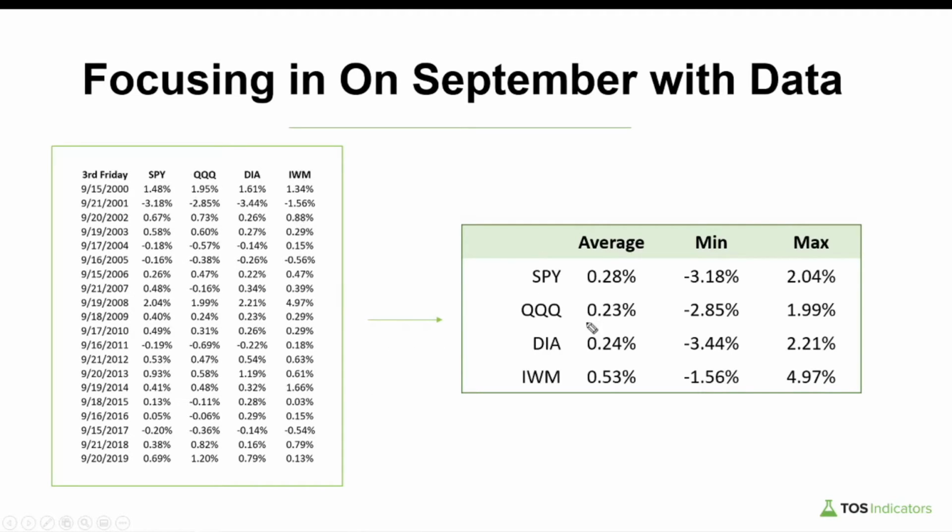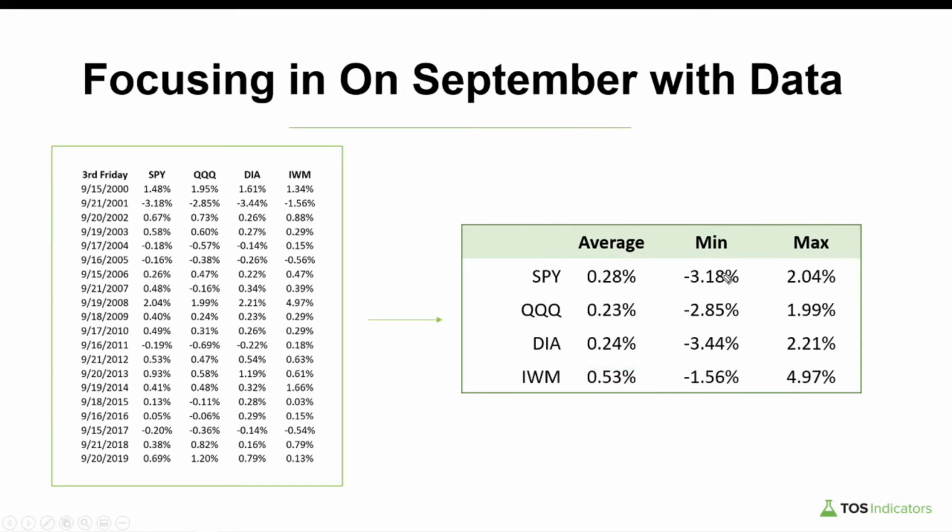And if we try and simplify this into ways that we can understand without needing to go through each and every single row here, you'll notice that for the SPY, on average, we closed plus 0.28%, on the Qs plus 0.23%, on the Dow plus 0.24%, and in the Russell a little bit higher, but still relatively negligible, right? Plus 0.53%, and this is focusing again just on the month of September.